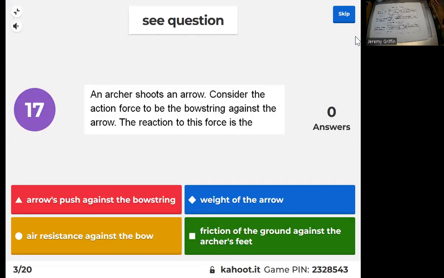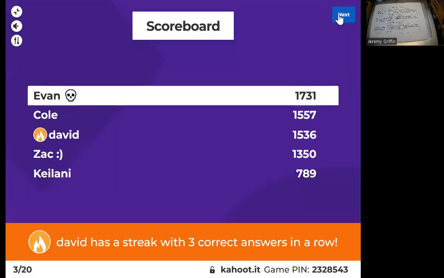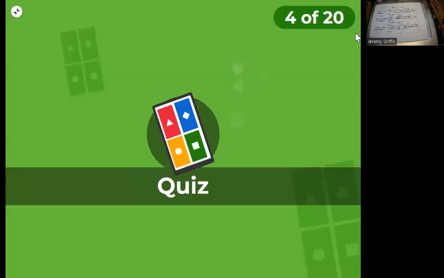Archer shoots an arrow. Consider the action force to be the bowstring against the arrow. What's the reaction force? Bowstring pushes on arrow. Reaction. Yeah, the arrow pushes back against the bowstring. So equal and opposite. Oh, David on fire, moving up. Evan's still in the lead.